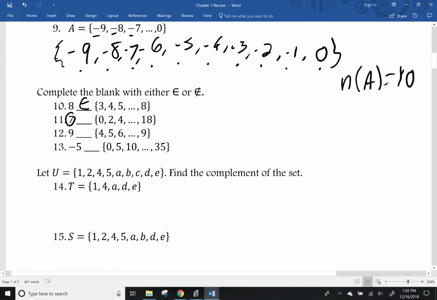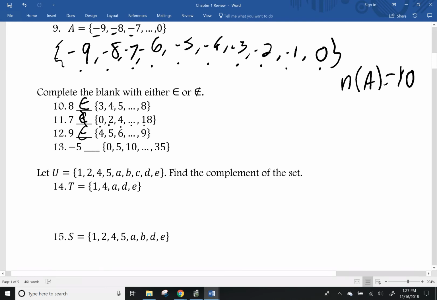Number 11, you're looking at number 7. Is 7 in this set? Well, based on the pattern, it looks like it's going 0, 2, 4, so it's only even numbers. 7 is an odd number, so it probably is not in that set. So I draw an E with a little line through it. Number 12, 9. As you can see, 9 is in this set. It's the very last element, so we'll say it is an element of that set.